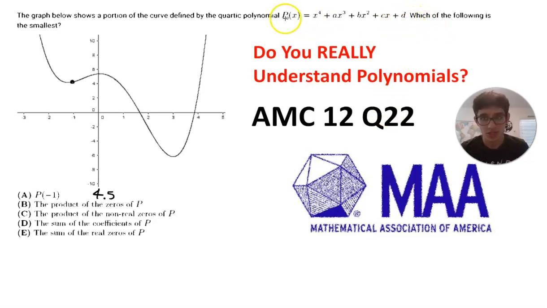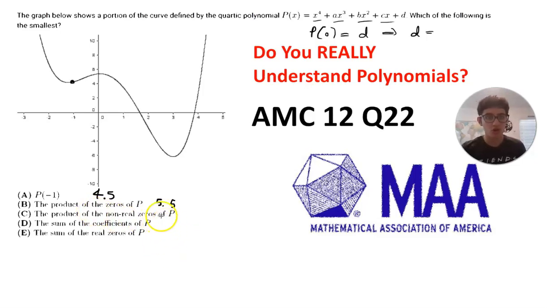But luckily for us, we can just say p of 0 is going to equal, well, this is going to be 0, this is going to become 0, 0, 0. So p of 0 is equal to d, which means d is just equal to, and then we can look at it over here and we'll see that it's about 5.5 maybe, something like that. That's the product of the zeros.